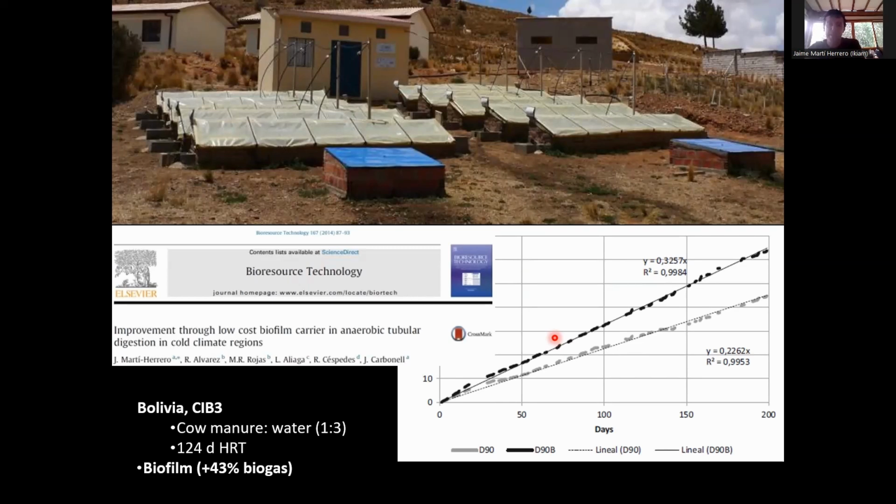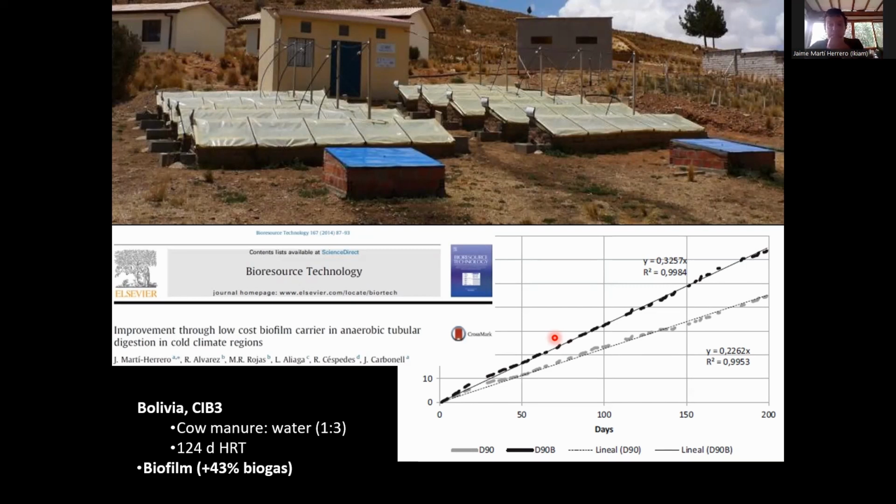Why? The idea is that the microorganisms inside the digester are not just swimming in the slurry. They are attached to the surface inside the digester. So what happens if we introduce some material to increase the amount of surface inside the digester? We will have more biofilm, or more microorganisms.